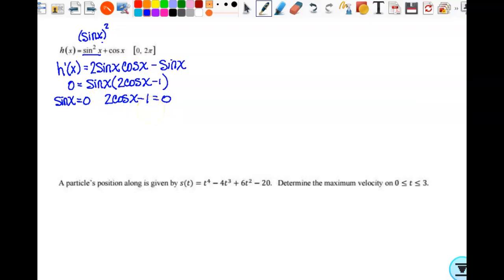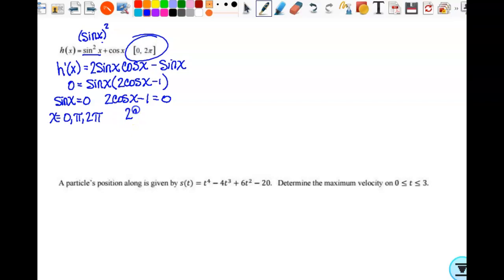All right, so my interval is from 0 to 2 pi. When do you get a sine value of 0? Okay, so 0, pi, and 2 pi. All right, that's when sine is 0.